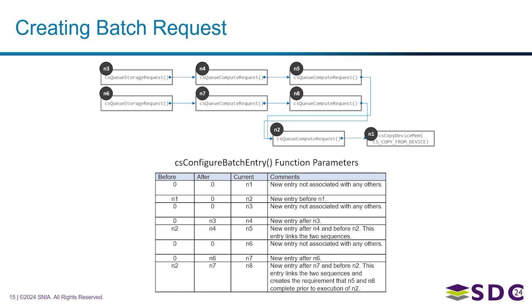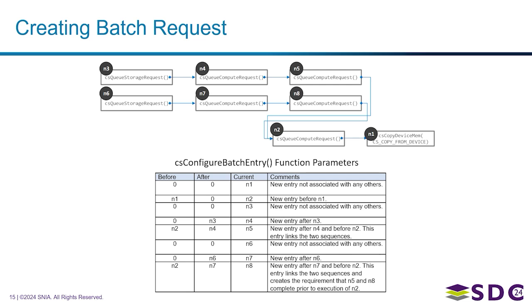So we have parameters that say it's before a certain item in the list, it's after a certain item in the list, and it returns what the current item number is in the list. So the first add entry had before a 0, after a 0. It returns N1 saying this is number 1 in your list, and it's a new entry and it's not associated with any others. Then we do a new add item. We're adding item N2 that's up there, and it is before item N1, it's after nothing, and it returns that it is N2. So this is a new entry before N1.